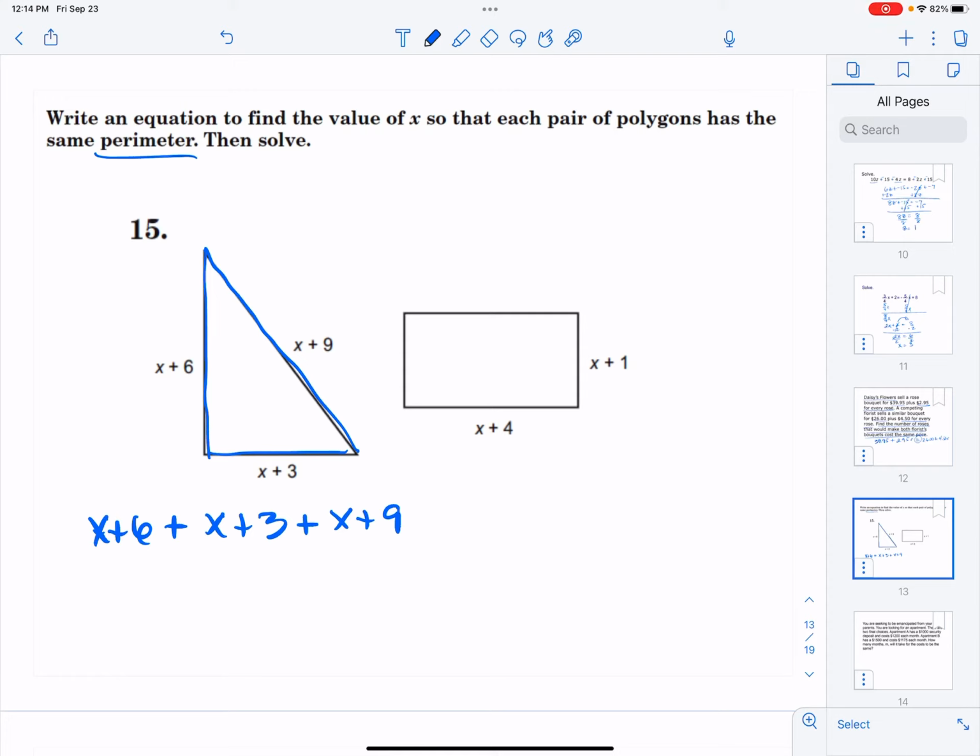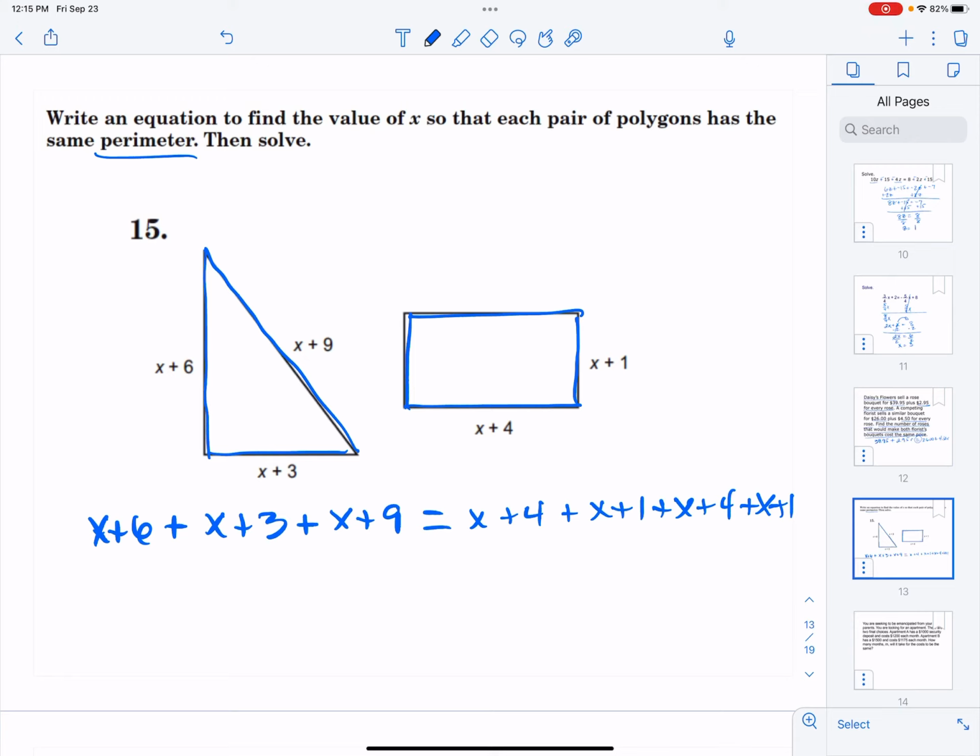Now on a rectangle, we're going to do the same exact thing. We're going to have x plus 4 plus x plus 1 plus, since the opposite side was x plus 4, that side's going to be x plus 4, plus, and then again, x plus 1. And now we want to figure out what value of x would make these two perimeters the same. So we're going to put an equal sign in the middle of that.